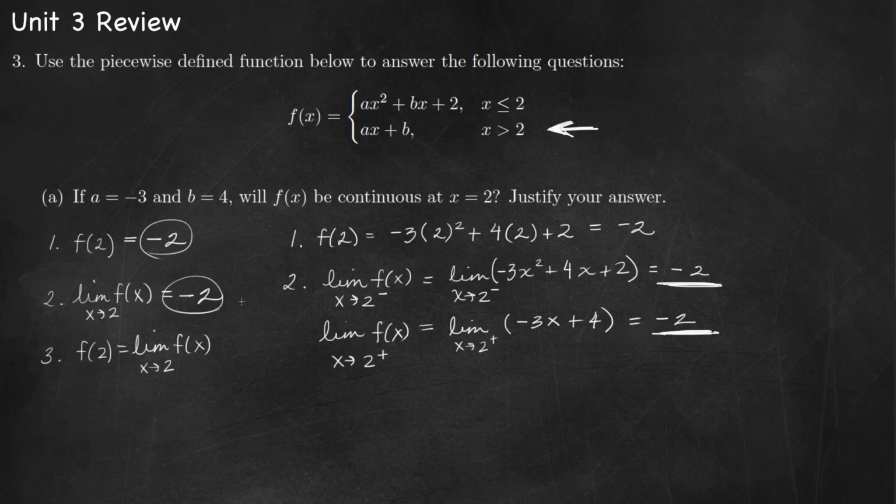So coming back over here, now I can see that yes, in fact, f of 2 is equal to the limit of f as x approaches 2. And that means that f is continuous at x equals 2. So yes, f of x is continuous at x equals 2.